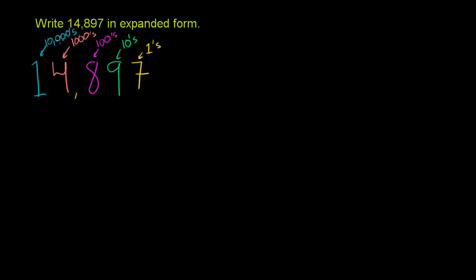Now let's think about what that really means. I want to do this in a way that my arrows don't get mixed up. Actually, let me start at the other end. Let me start with what the 7 represents. The 7 literally represents 7 ones. Or another way to think about it, you could say it represents 7 times 1. All of these are equivalent. Now let's think about the 9. That's why I'm doing it from the right, so that the arrows don't have to cross each other.